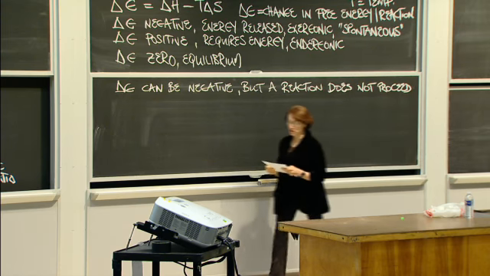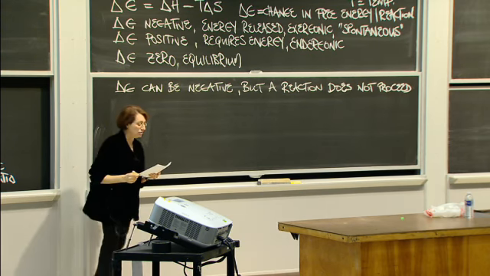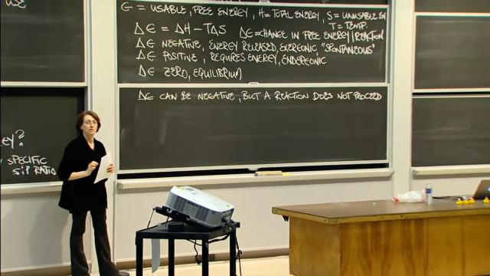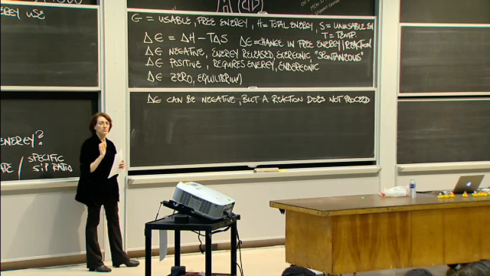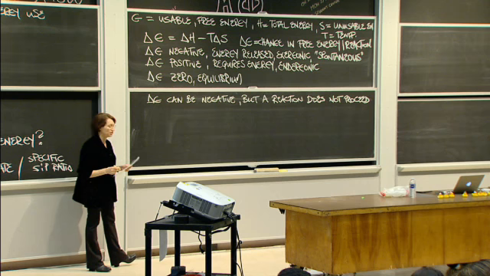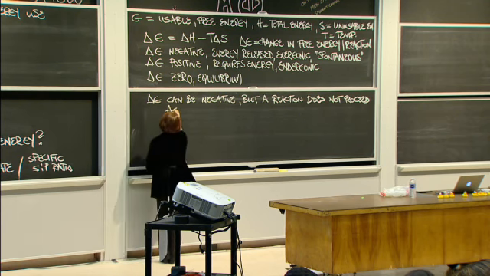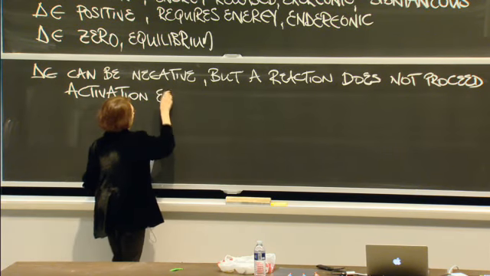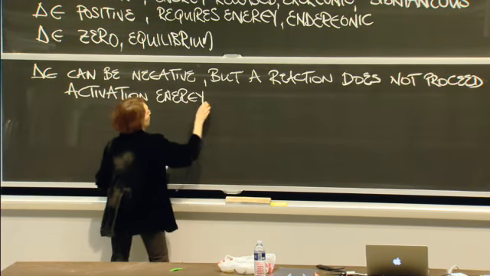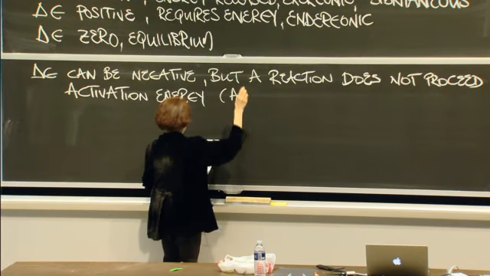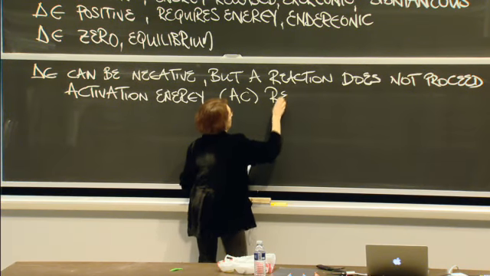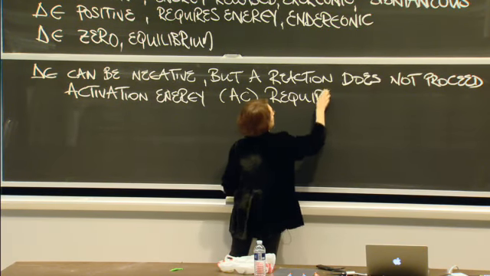And that's because you've got to get the reactants out of that little hollow at the top of the hill. In order to do that, you need something called activation energy. Activation energy is required. I'm going to abbreviate that AC. You can abbreviate it whatever you like.